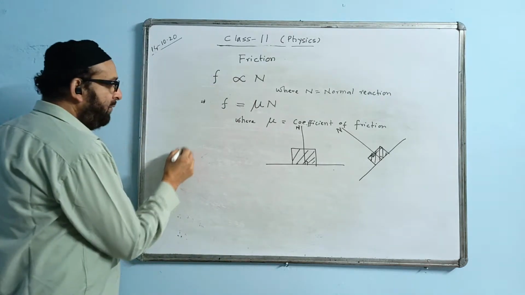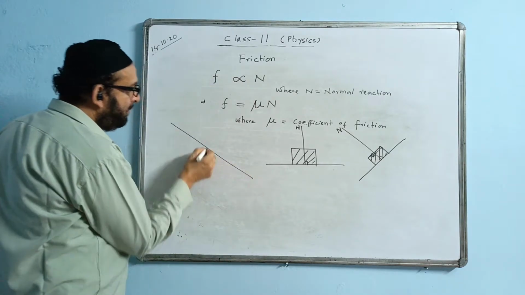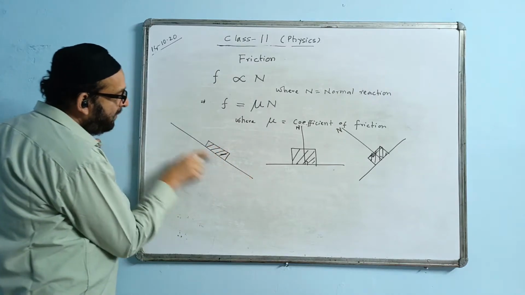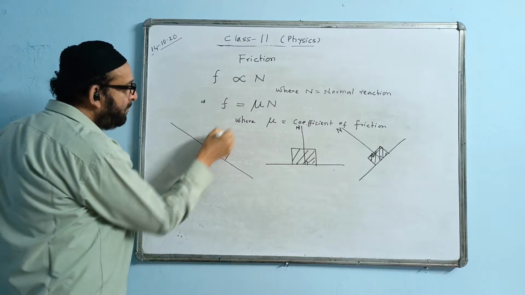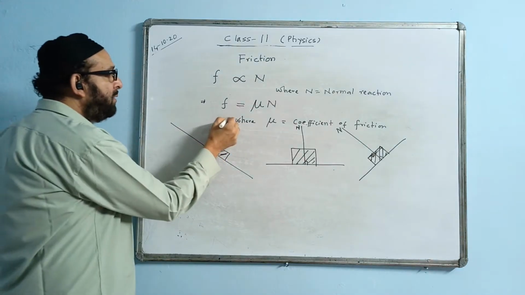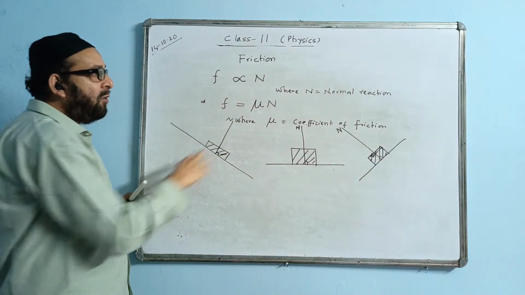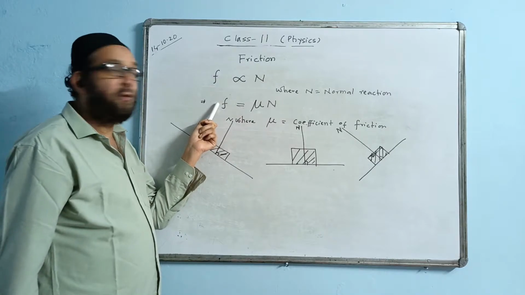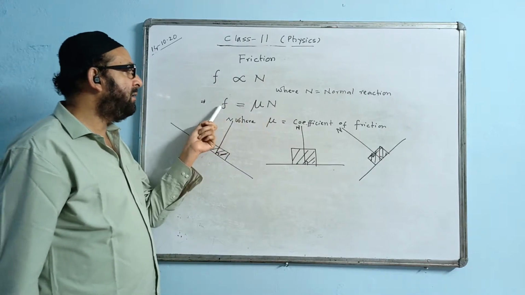If we have a surface like this, there is the normal reaction. This is the surface. You have to draw the perpendicular to the surface. It should look perpendicular to the surface. This is called normal reaction. This is how we draw it. The more the normal reaction, the more the friction force. The less the normal reaction, the less the friction force.